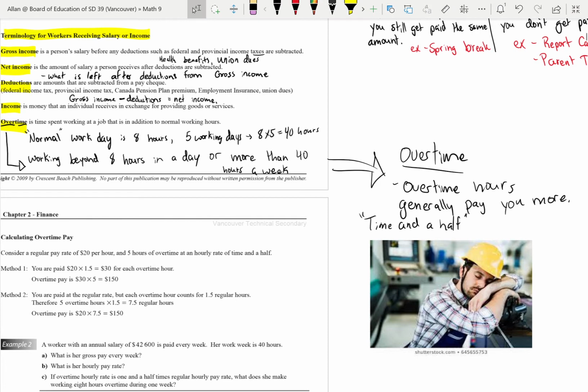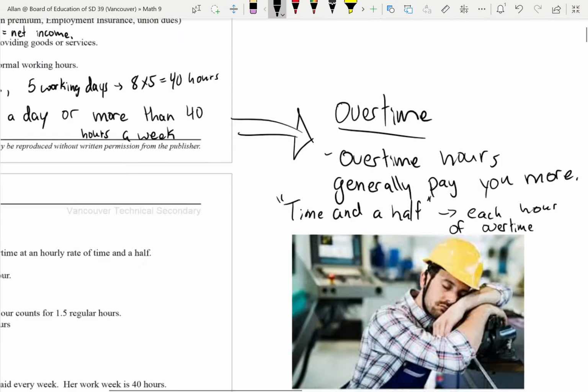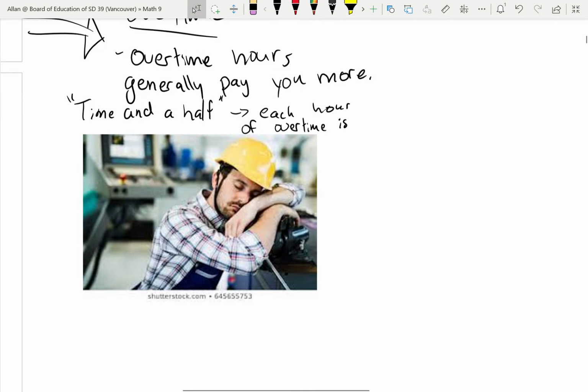So that means if you go past 8 hours, each hour of overtime is worth one and a half hours. You're basically getting paid an extra half hour for every hour of overtime you work. So you're going to get paid more.